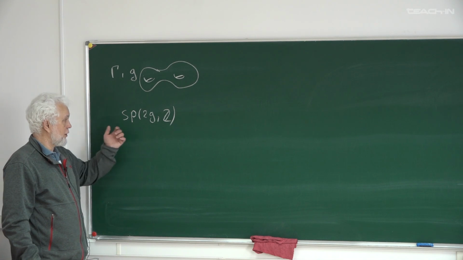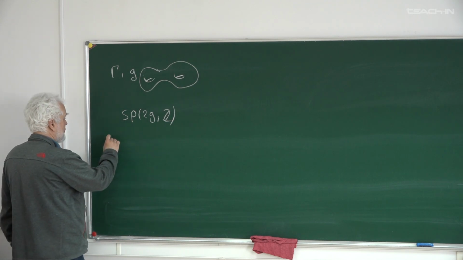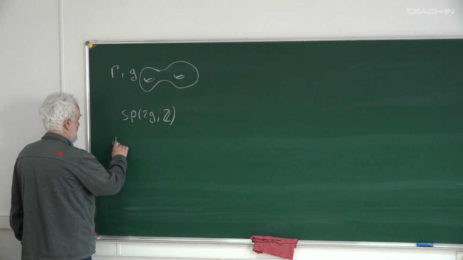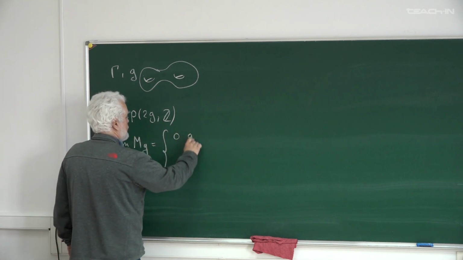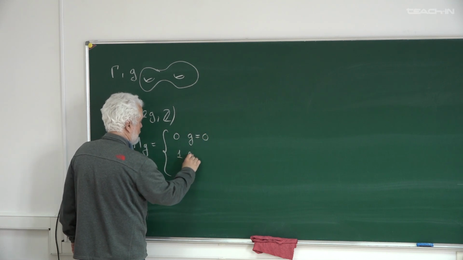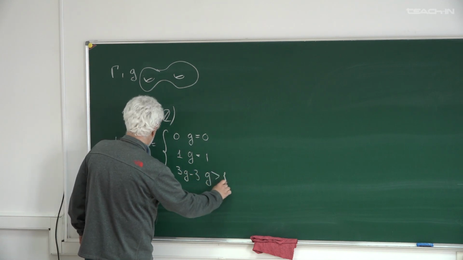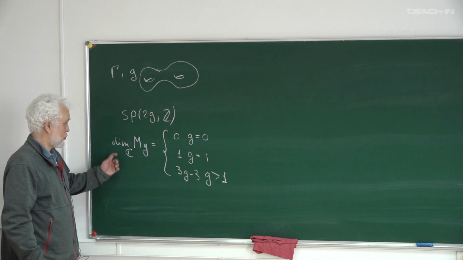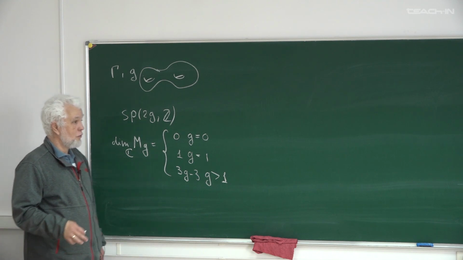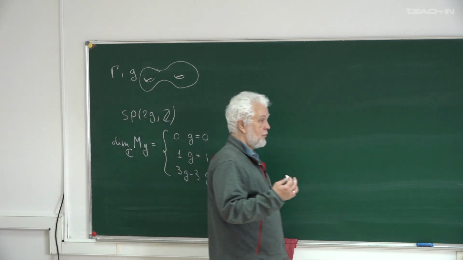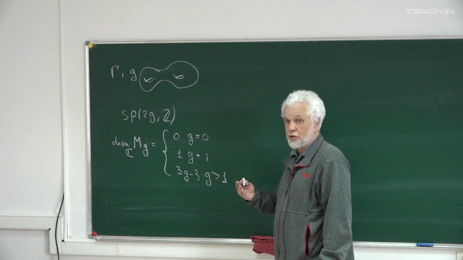And the problem was to calculate the dimension of these spaces. And it was proved that the dimension of the spaces is zero for g equals 0, 1 for g equals 1, and 3g minus 3 for g greater than 1. Of course, you talk about complex dimension. We proved it. How did we prove it? First of all, we considered infinitesimal deformation of complex structure.